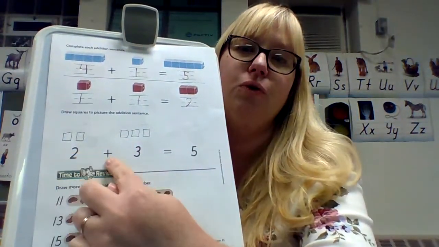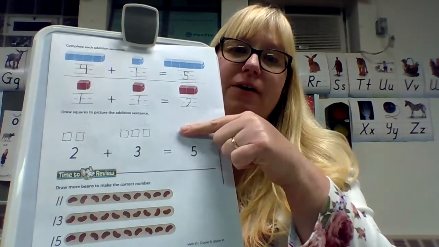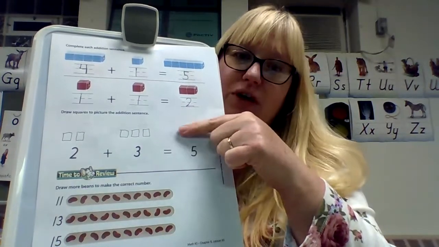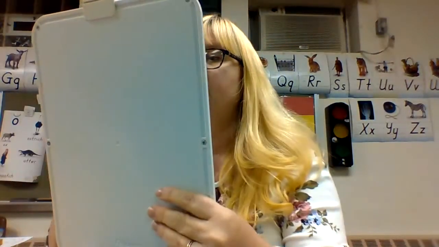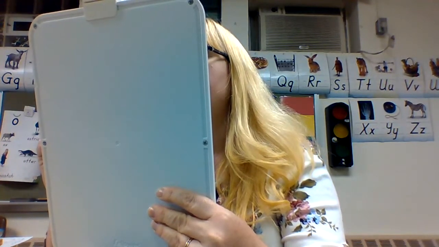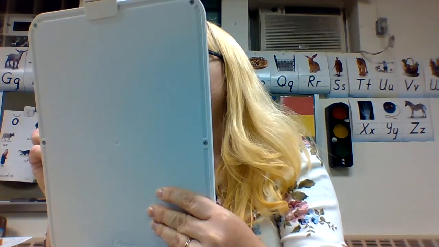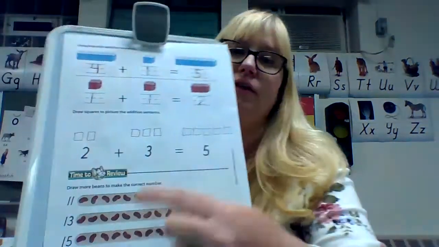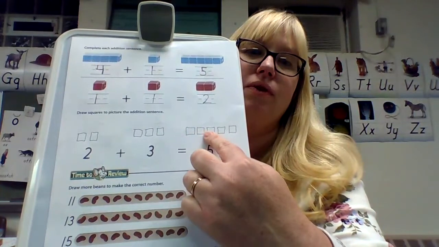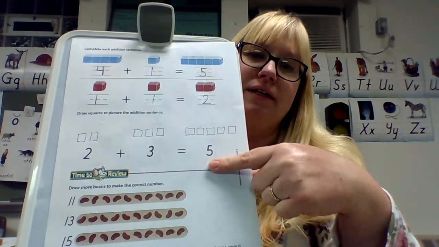So 2 plus 3 equals what? 5. So how many squares are we going to draw above here? 5. So draw me 5 squares. 1, 2, 3, 4, 5. So you should have 1, 2, 3, 4, 5 squares above number 5. All right, that's pretty easy, huh?